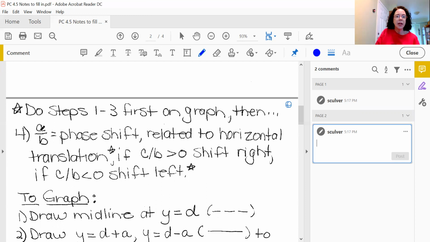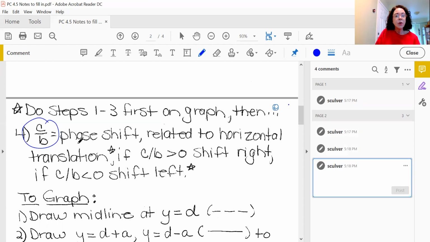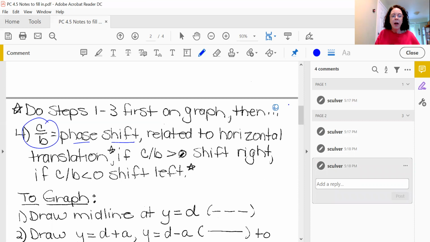The next thing I do, number 4, is C in the equation divided by B, which is the phase shift. That means if we've moved the graph horizontally left or right, it has its own special name: a phase shift. When you're working with sine and cosine in trigonometric functions, they have their own vocabulary. Shifting left or right is called a phase shift.